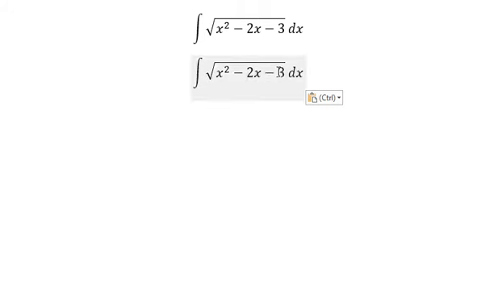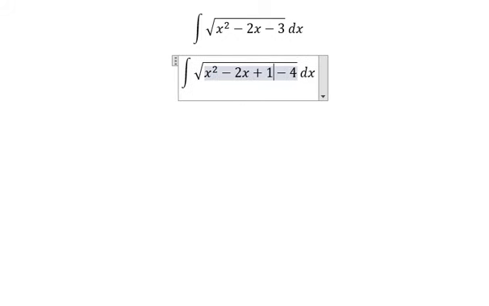About negative number 3, that's about negative number 4, and we have positive number 1 in here because 1 minus 4 equals negative number 3.